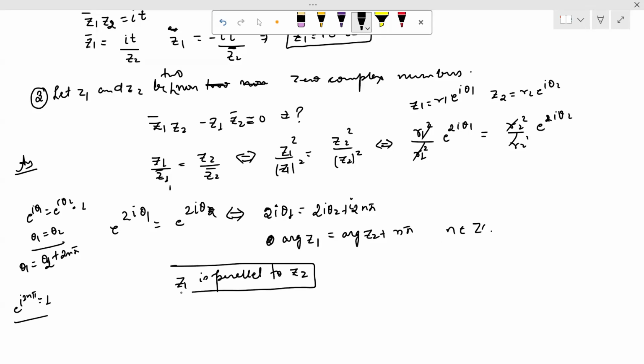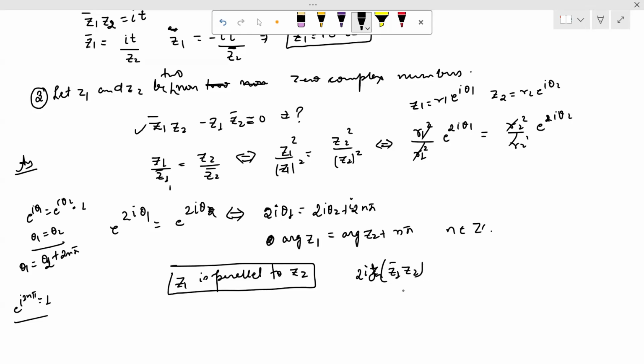Z1 is parallel to Z2. And if Z1 is parallel to Z2, in other words, you can also write this entire condition as what? This particular thing can be written as what? Just think a little, this is equal to the imaginary part of Z1 bar Z2. See, it is 2 iota times the imaginary part of Z1 bar Z2.